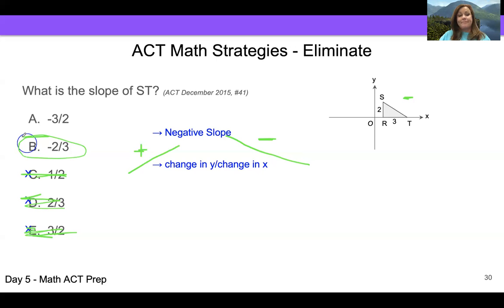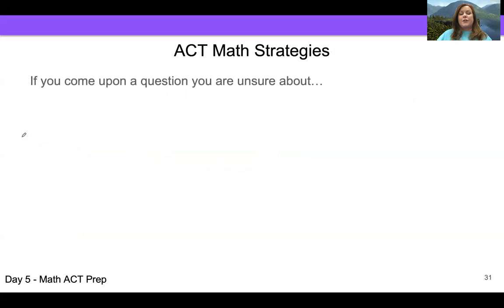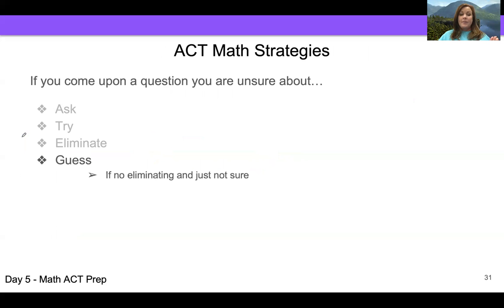Yep. Now, another strategy, and this tends to be a last resort. If you ask, you try, you eliminate, now you're just going to take a flat-out guess. The ACT does not punish you for guessing. The ACT does not require you to show specific steps on how to get it. All the ACT cares about is, is the answer right or is the answer wrong? So it's in your benefit to guess. And you do this. If you can't eliminate and you're not sure, you're going to guess.